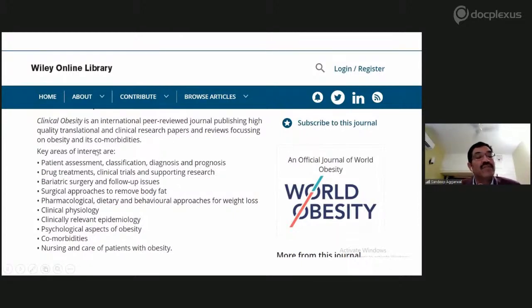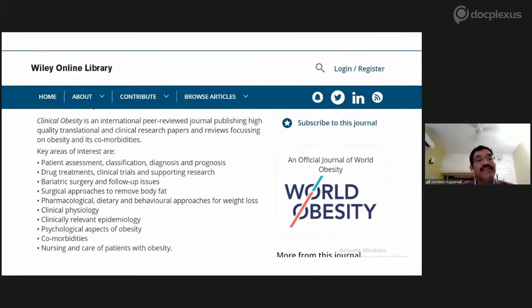So now you look at its scope, key areas of interest. It is a much broader area for obesity: physicians who are dealing with obesity, the psychologists, the paramedics, all of them can send their articles here. So you need to know which journal to send to.